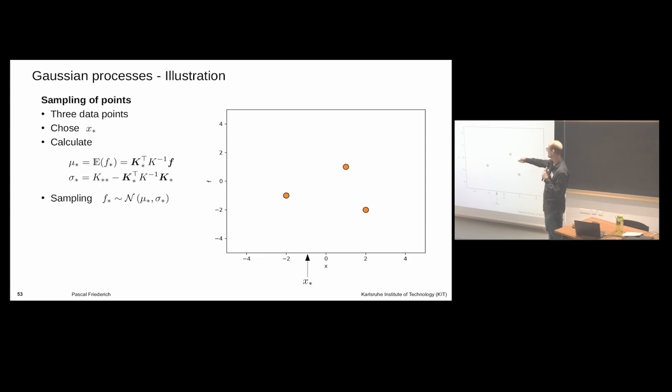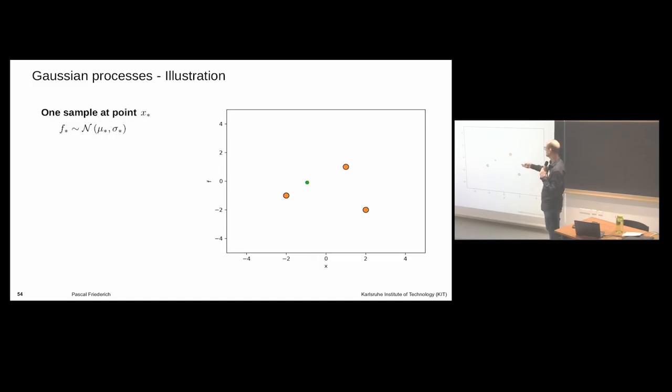So we can plug in all the things we know about observations and the correlations into these equations and get a mean and a standard deviation for x star observations. And then we can sample from these. So if we have the mean and the standard deviation, we can sample one point, we can sample many points at x star, and we get a distribution here. And there's a mathematical trick that allows us also to sample entire functions that fit these 3 points. So we don't sample independently values at different values of x, but we sample entire functions.